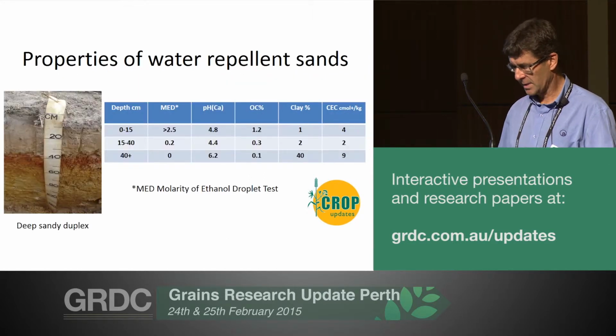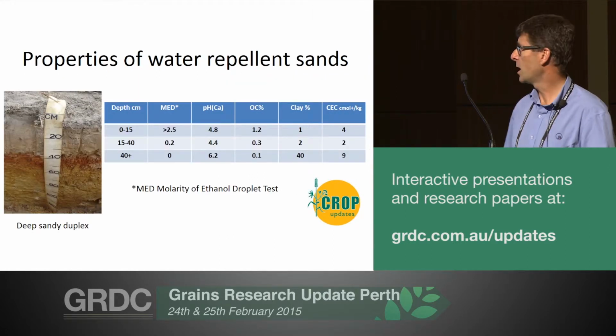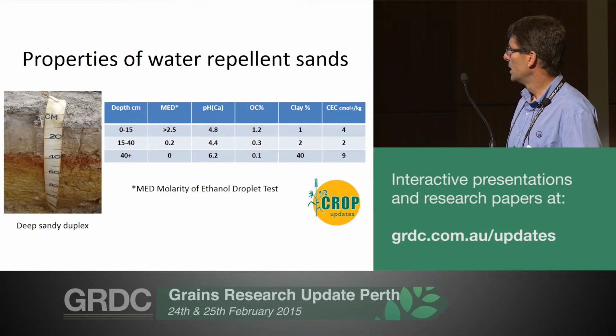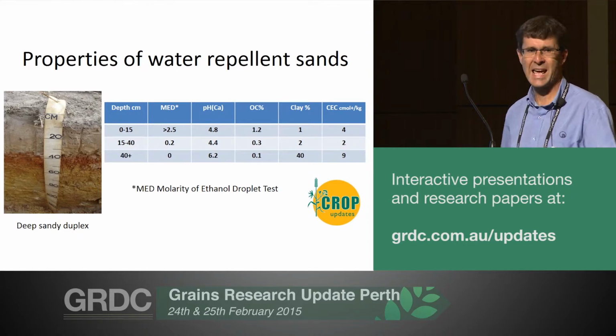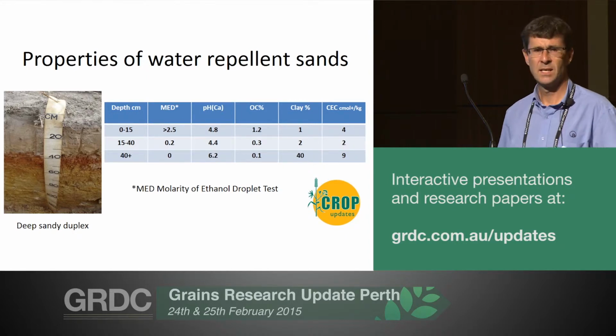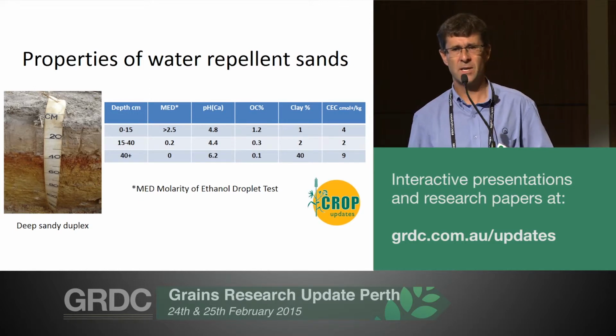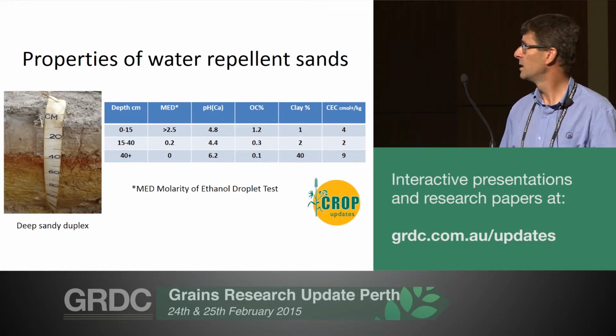If we start looking at a profile with a high level of water repellents, and I've just got here 0 to 15 centimetres depth, 15 to 40 and 40 plus. The MED value is the molarity of ethanol droplet test, and it tells us how water repellent these soils are. And anything above 2.5 is just highly repellent.